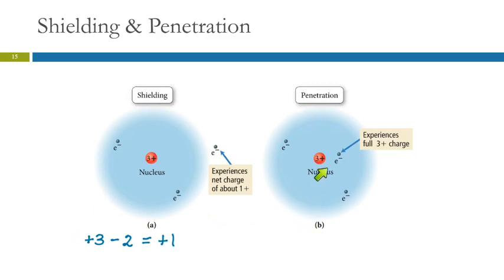The idea of penetration is that if the orbital that this electron is in has some part of it that's in closer to the nucleus, that penetrates into this 1s orbital where those other electrons are, now it's going to experience that full +3 charge because these electrons aren't getting in the way. Does that make sense?